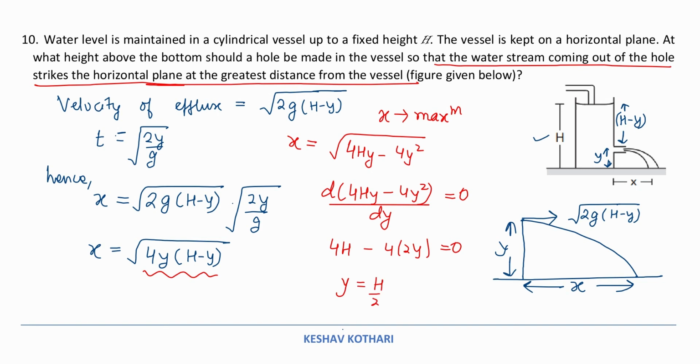So if y is equal to h by 2, then we attain the condition of maxima. So over here the requirement is that if y is equal to h by 2, then we can say that the water that is coming out from the hole will strike the horizontal plane at the greatest distance from the vessel.